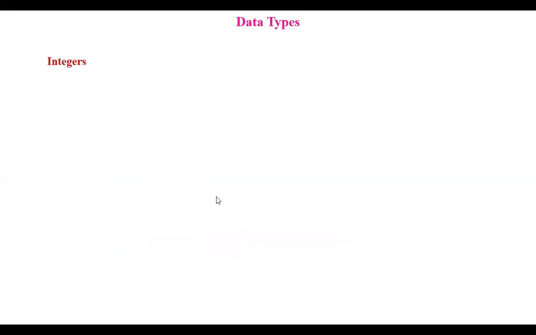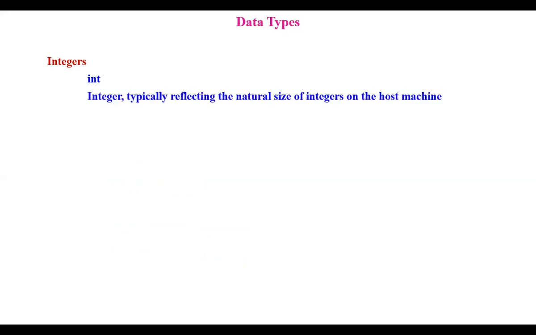So next comes integers. Integers are represented as int in our language C, and integers typically are whole numbers, right? It is the natural size of integers on the host machine. Examples: 24, or 567, or 4839. Whole numbers are called integers.